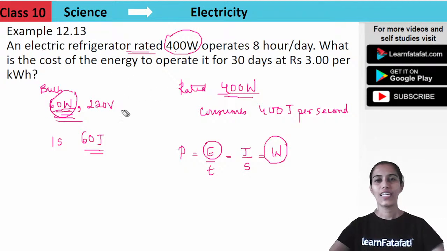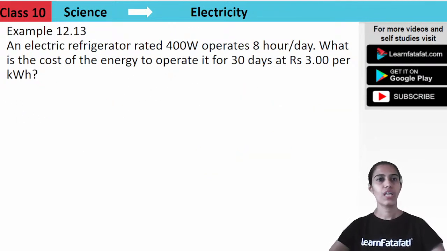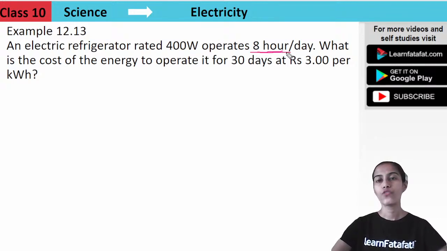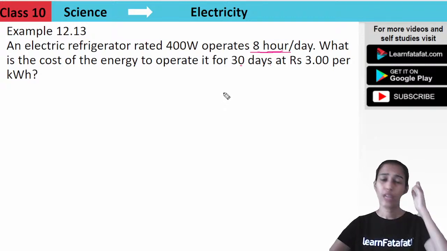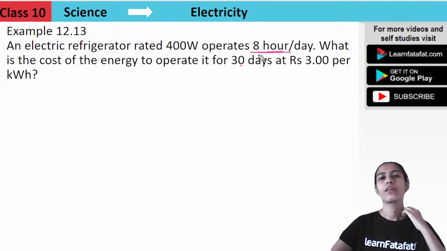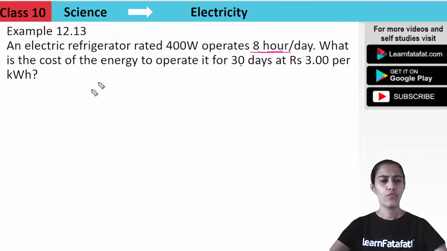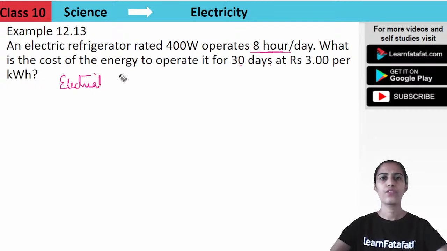Okay, so let's see इस न्यूमेरिकल में क्या बोला है. Rating दी है रेफ्रिजरेटर की and it operates for 8 hours in 1 day. What is the cost of the energy to operate it for 30 days at rupees 3 per kilowatt hour? तो 1 kilowatt hour के लिए I have to pay 3 rupees. सबसे पहले I'll have to calculate कि कितने किलोवाट आवर का कंजम्पशन हुआ है by my refrigerator, right? So for this, what is the electrical energy consumed?